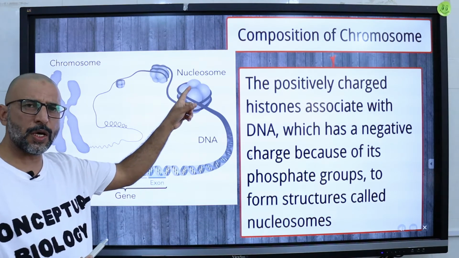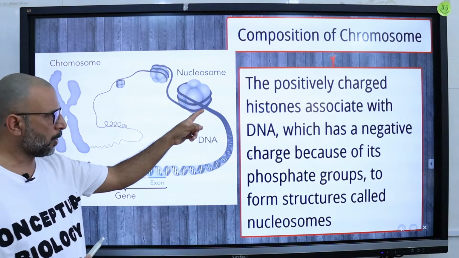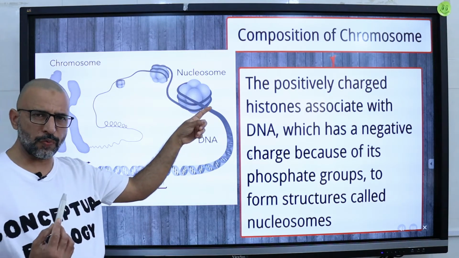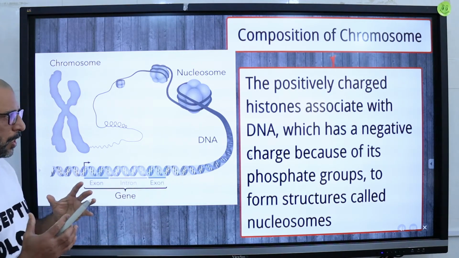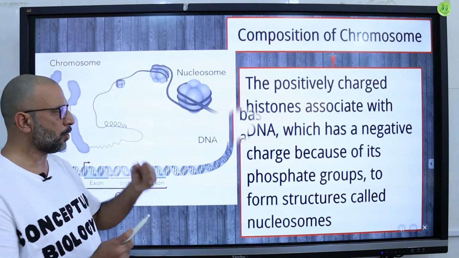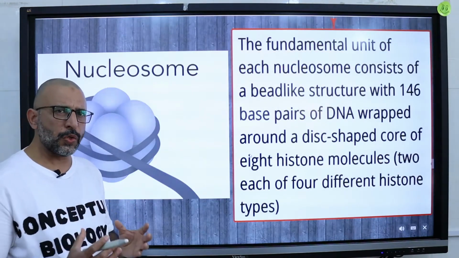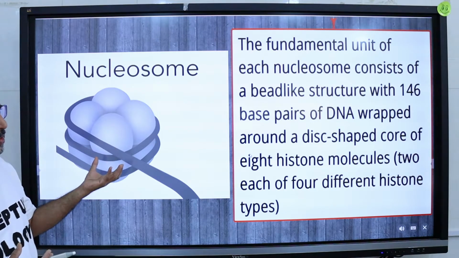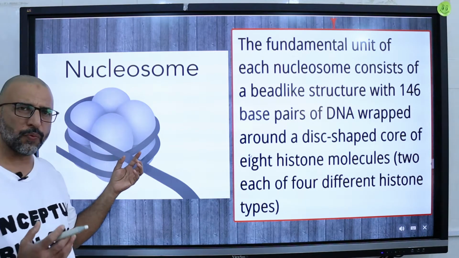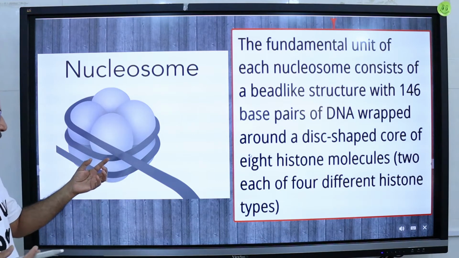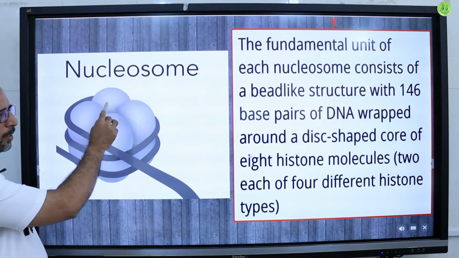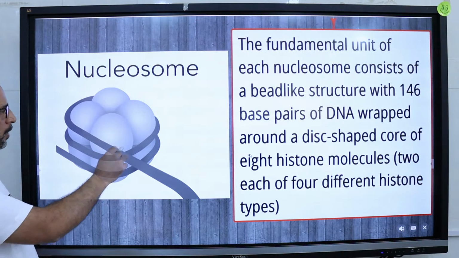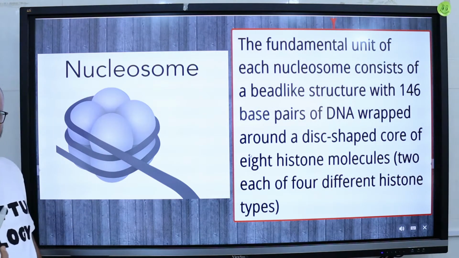The positively charged histones associate with DNA, which has a negative charge because of its phosphate group, to form structures known as nucleosomes. The fundamental unit of each nucleosome consists of a bead-like structure with 146 base pairs of DNA wrapped around a disc-shaped core of 8 histone molecules, 2 each of 4 different histone types.